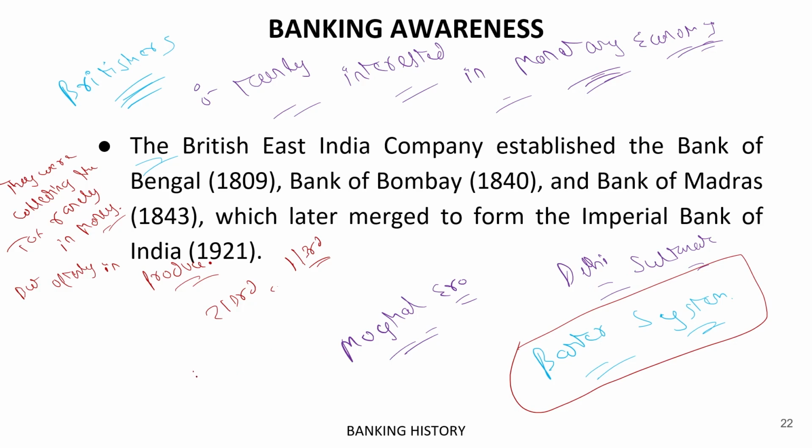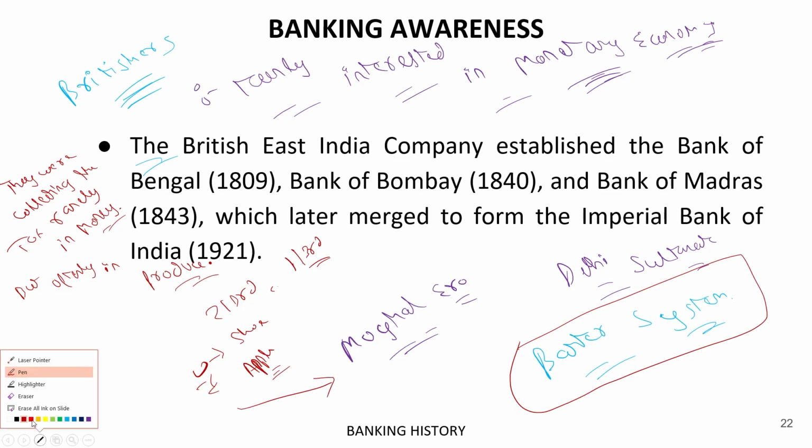It means that if a person has shoes and wants apples, he has to search for a person who has apples and is willing to take shoes. Then only could the deal be made between them. Otherwise, there will be no deal. So when the Britishers arrived, they had ambitious plans with them.